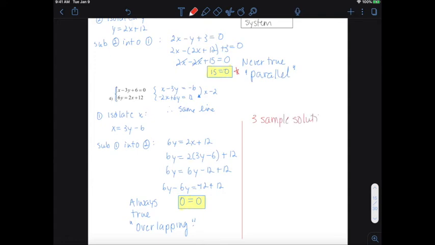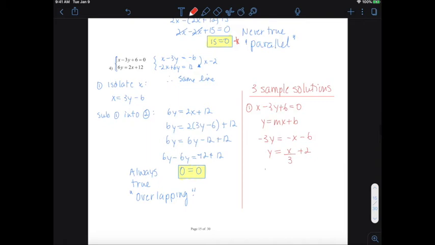How do we do that? Well, since both of these lines are overlapping, what we need to do is we can pick one, let's say 1, and what I would do, I think the easiest thing to do, is to write it in the form y equals mx plus b. So I'm going to move the x to the other side, and the 6, and I'm going to divide by negative 3. And now I can just do a table of values.